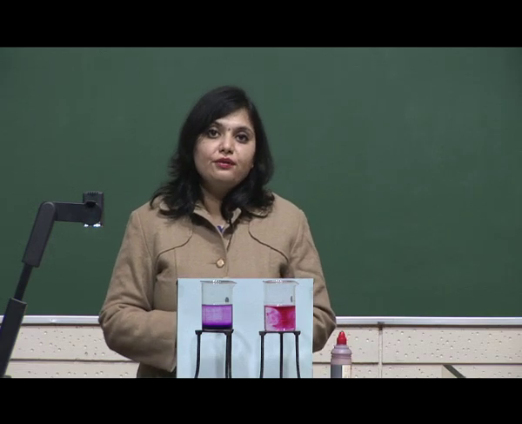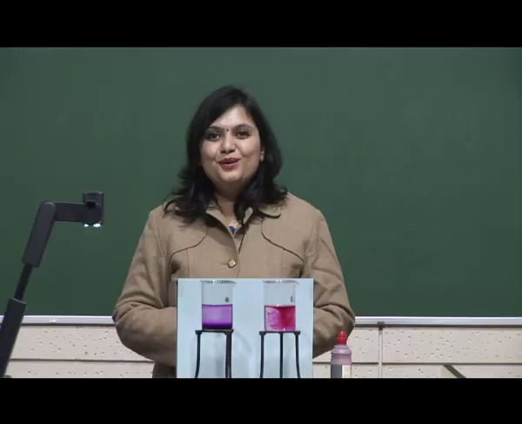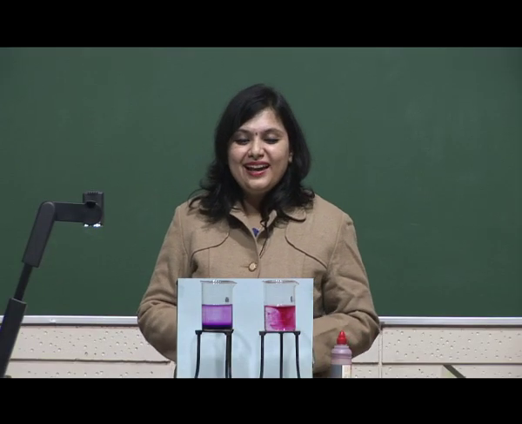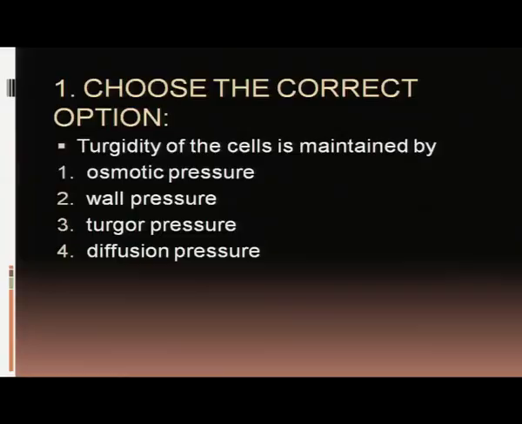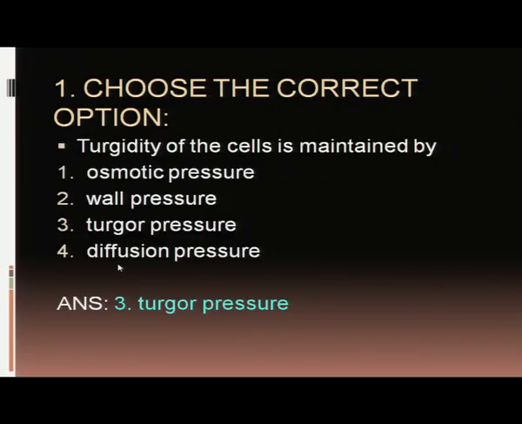Now, I have some questions for you to solve. These questions have appeared in previous years in some competitive exams. Let us try to solve a few of them, and then I will give you some as your homework to try on your own. Okay. So, the first question is, turgidity of cells is maintained by, the four options are osmotic pressure, wall pressure, turgor pressure and diffusion pressure. Oh, this one is easy, we just talked about it. The answer is turgor pressure.